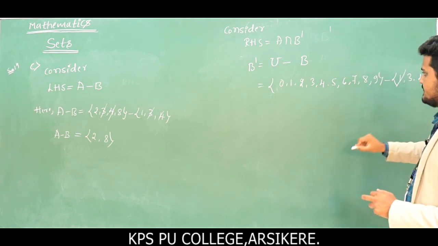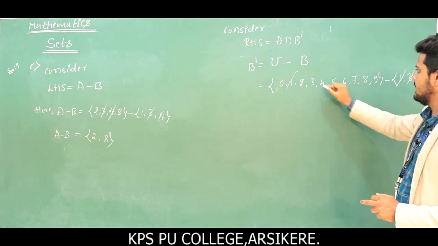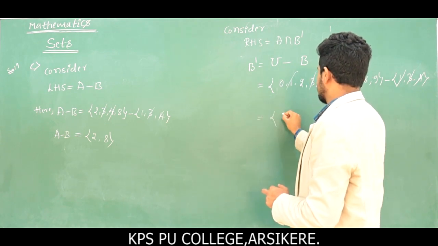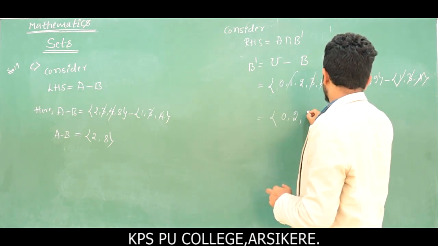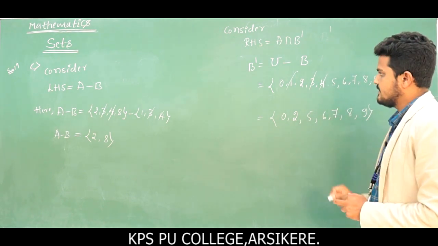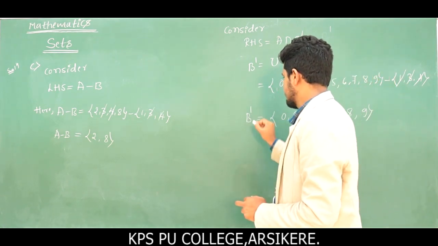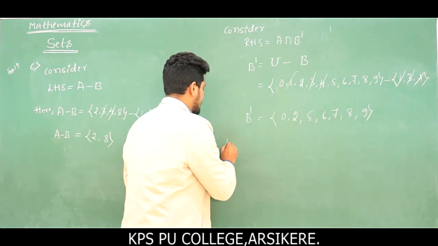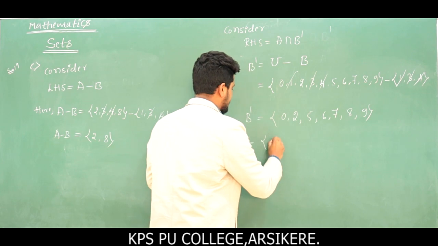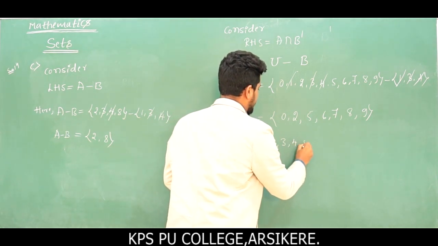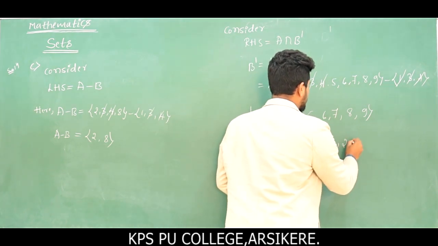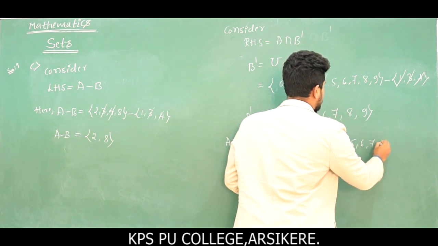So cancel the common elements: 1, 1, 3, 3, next 4, 4. Then the remaining values are 0, 2, 5, 6, 7, 8, 9. So this is the value of what? B'. So what do we have to find? A intersection B'. So A value {2, 3, 4, 8} intersection B' value {0, 2, 5, 6, 7, 8, 9}.